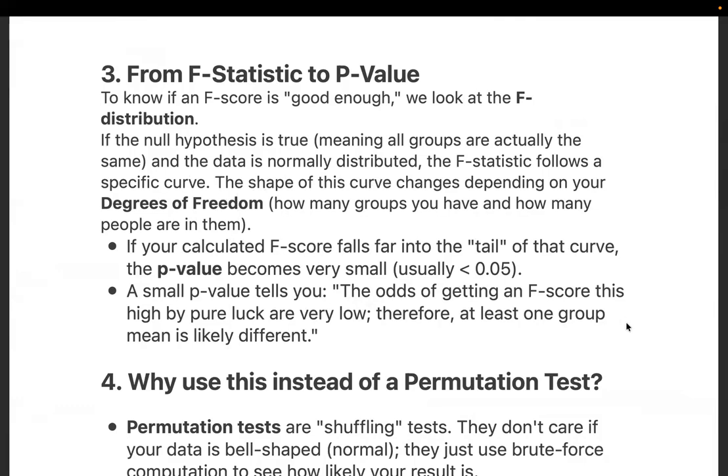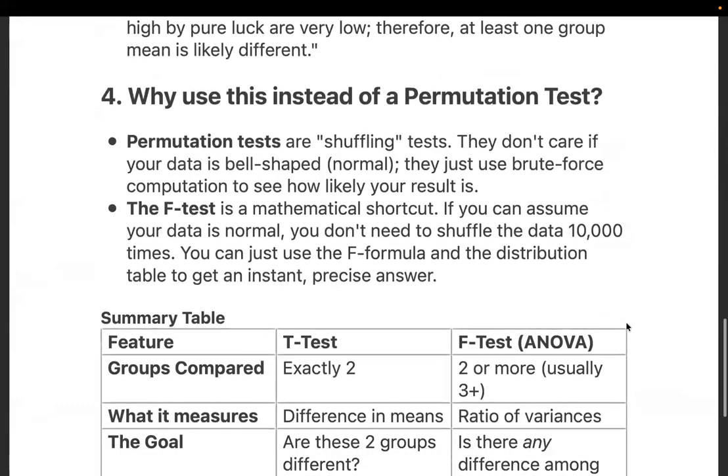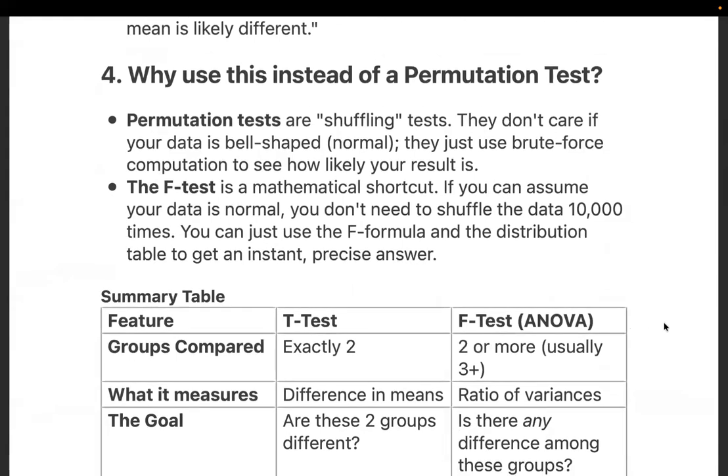Okay, and we'll see. Now, let's see why we use this instead of a permutation test. We can do a permutation test. Permutation tests are the soft-link tests which we did last time.